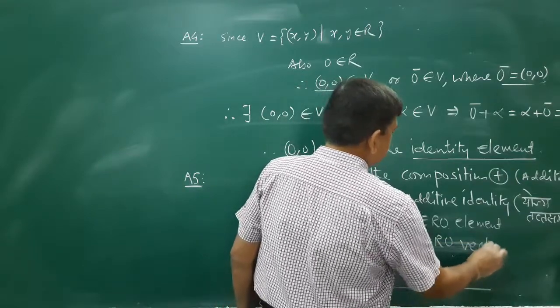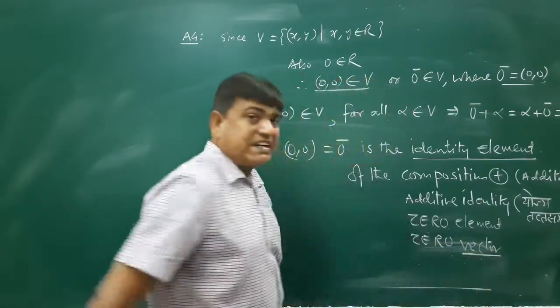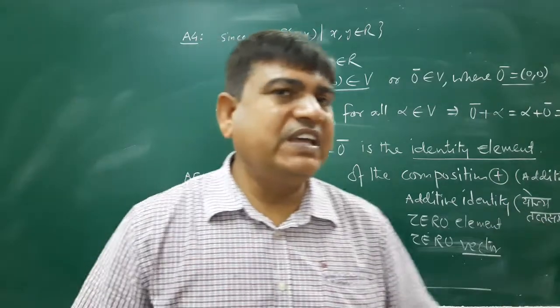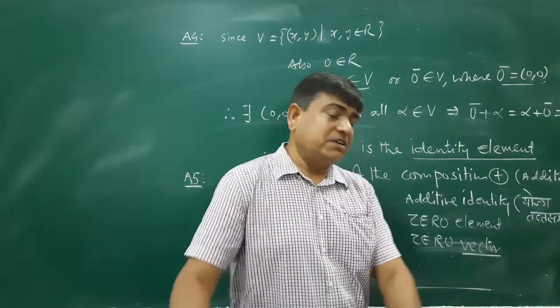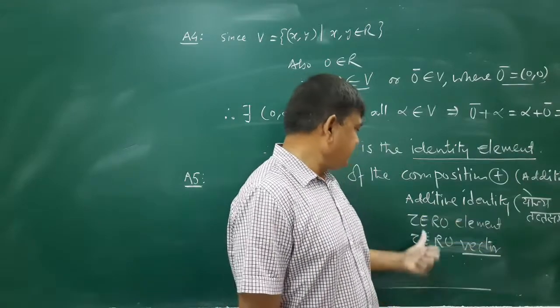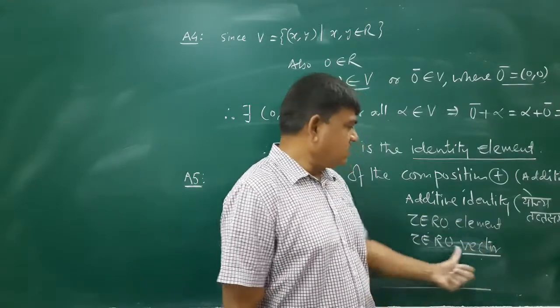Zero vector. Why vector? Because the elements of V are called vectors. That's why it is zero vector. Three names are given: additive identity, zero element, or zero vector.